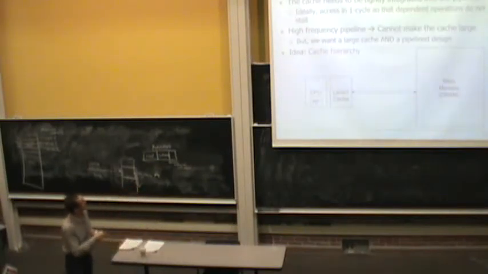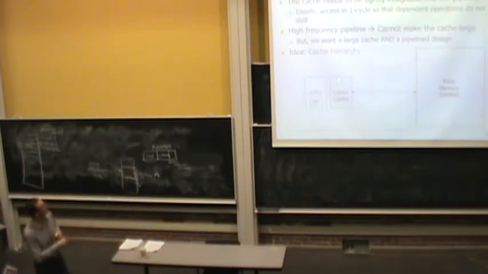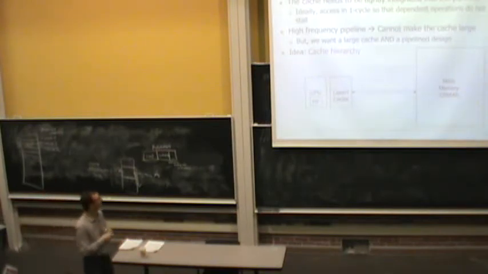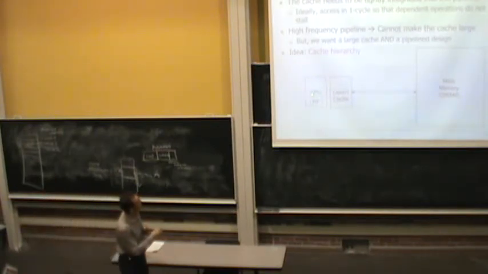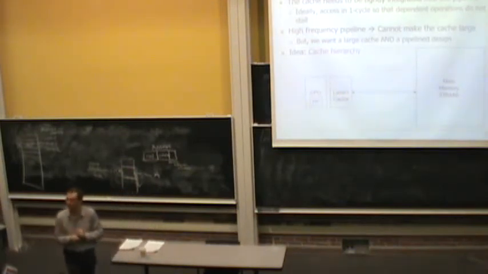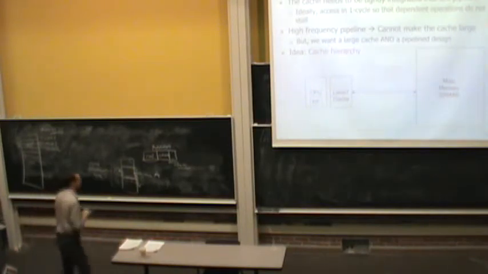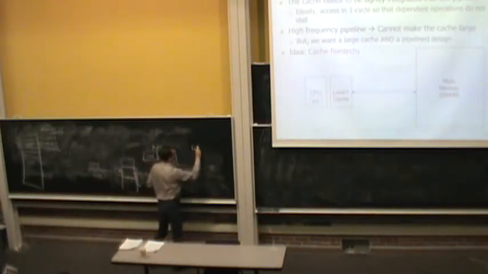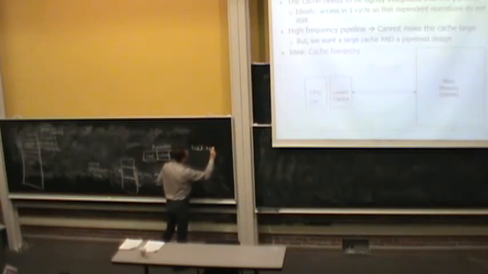Okay. So caching in a pipeline design, this is what I mentioned earlier. The cache needs to be tightly integrated into the pipeline. Why? Because you have this pipeline that wants the data very quickly from the cache. So ideally, you would like to access the cache in one cycle such that dependent operations do not stall or do not wait at all. This is called the load-to-use latency, if you will. Ideally, you would like to have load-to-use latency equal to one cycle.